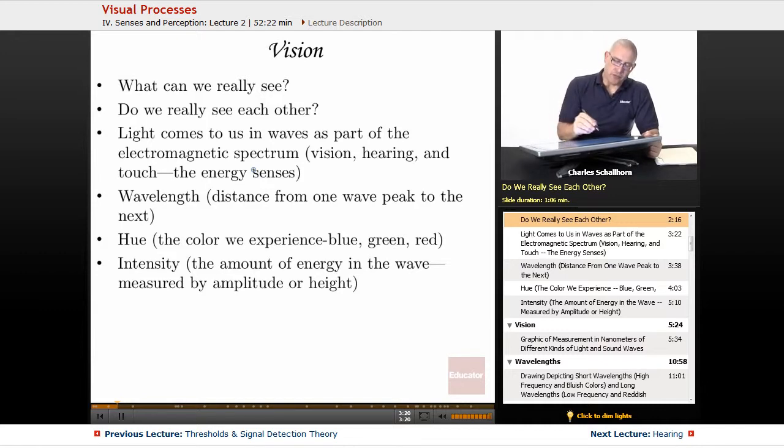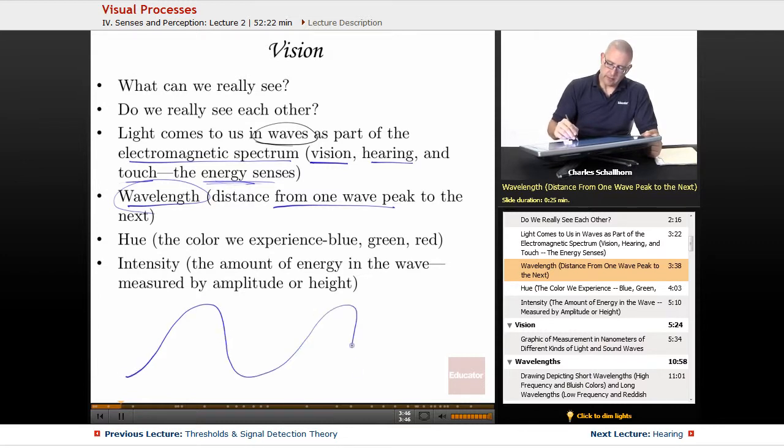And so when we think about vision, we need to know that light comes at us in waves as part of the electromagnetic spectrum. And this is going to be true for vision, hearing, and touch, the energy senses with the electromagnetic spectrum. Wavelength is going to be one word that we need to know, and that's going to be the distance from one wave peak to the next. So we've got sine waves, and so the peak is right here. I'm going to change colors here. The peak is right here. Peak is right here. What is this distance right there? That's going to be wavelength.